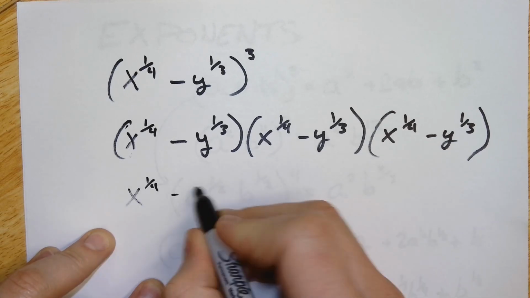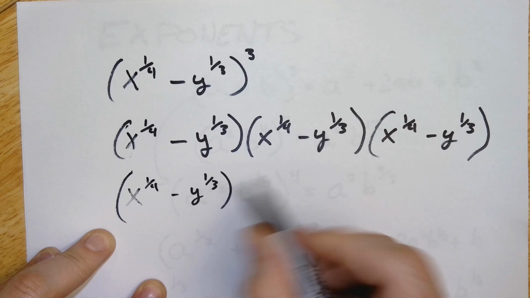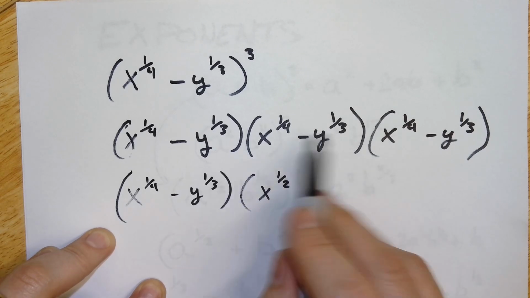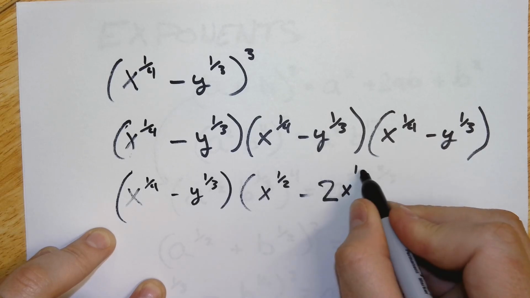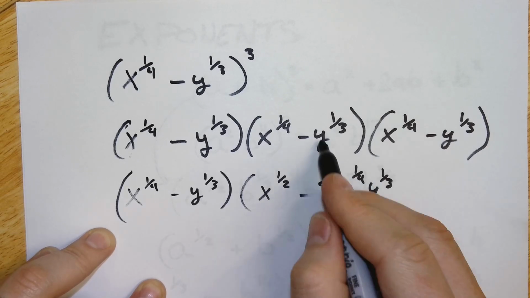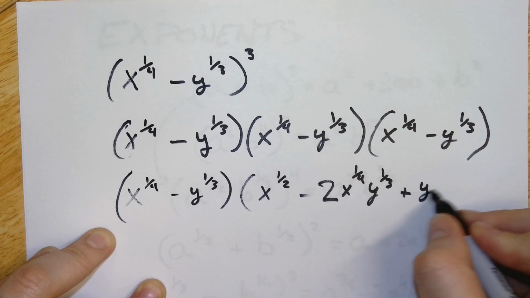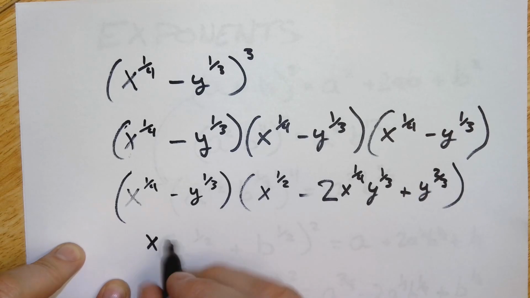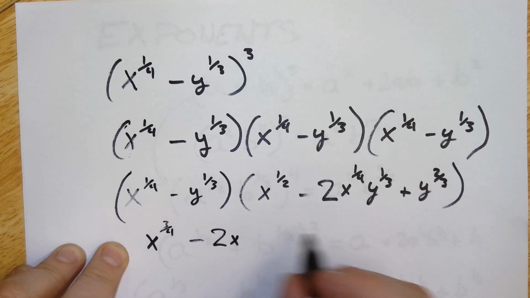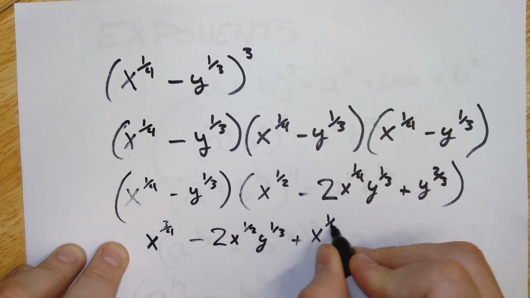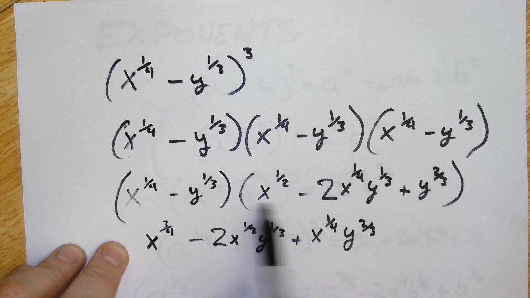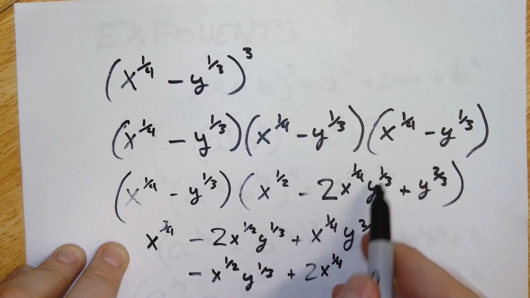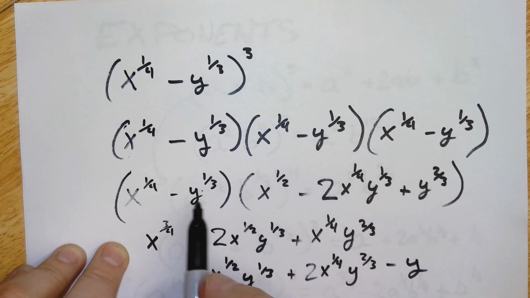take the last two factors, the x to the 1/4 minus y to the 1/3, and multiply it by the last x to the 1/4 minus y to the 1/3. Once you get your x to the 1/2 minus 2x to the 1/4 y to the 1/3 plus y to the 2/3, well, now you just have to multiply the first factor through. And so when we multiply this through, we now have all of these terms to have to combine.